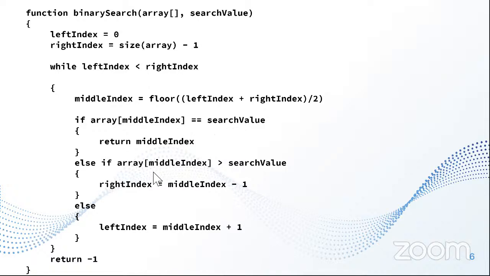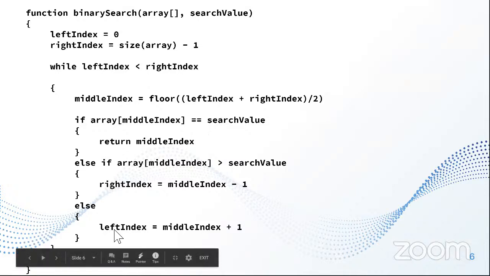Else, if your array middle is actually very large, you subtract. This is the other case which I didn't discuss. In the example that I gave you, we searched by incrementing the middle value and assigning it to the left index.